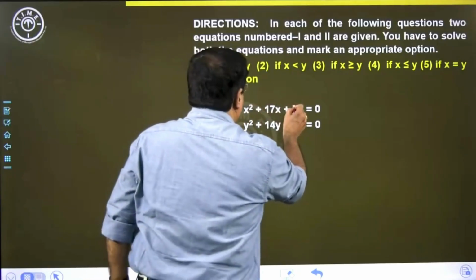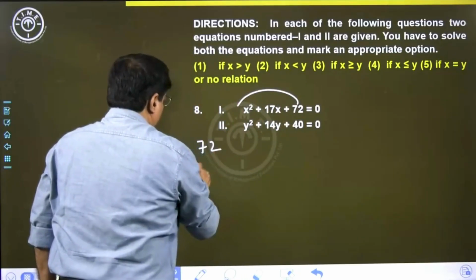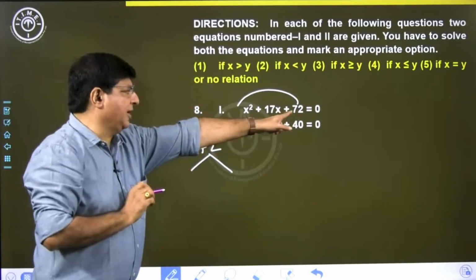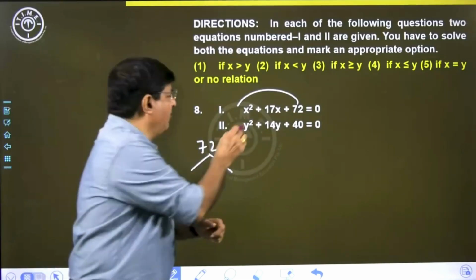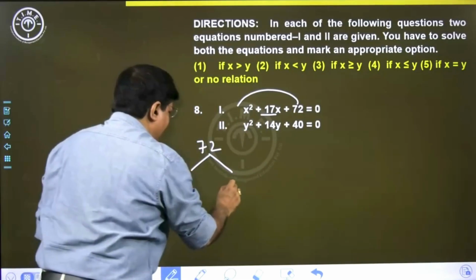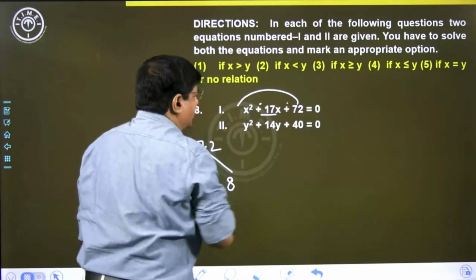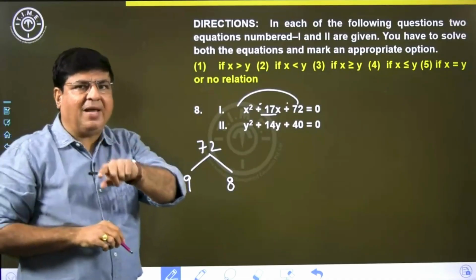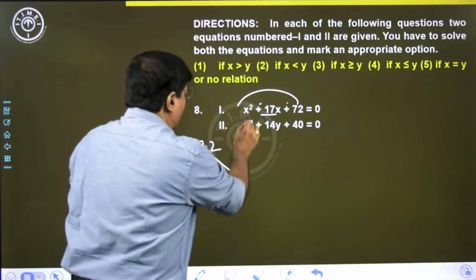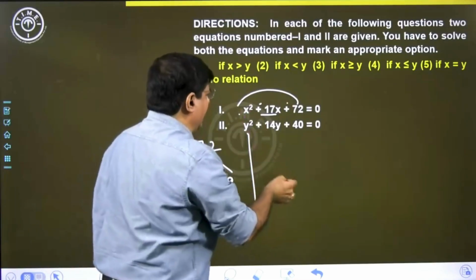So first equation, let us take. 72 into 1 is 72. 72 has a plus here. Two numbers, product is 72. The sum should give you 17. 9 and 8. 9 plus 8 is 17. 9 into 8 is 72. Both the signs here are plus. When the signs in the equations are plus plus, the signs of the roots will be minus and minus. x square coefficient is 1, so divide by 1. I won't write anything here.